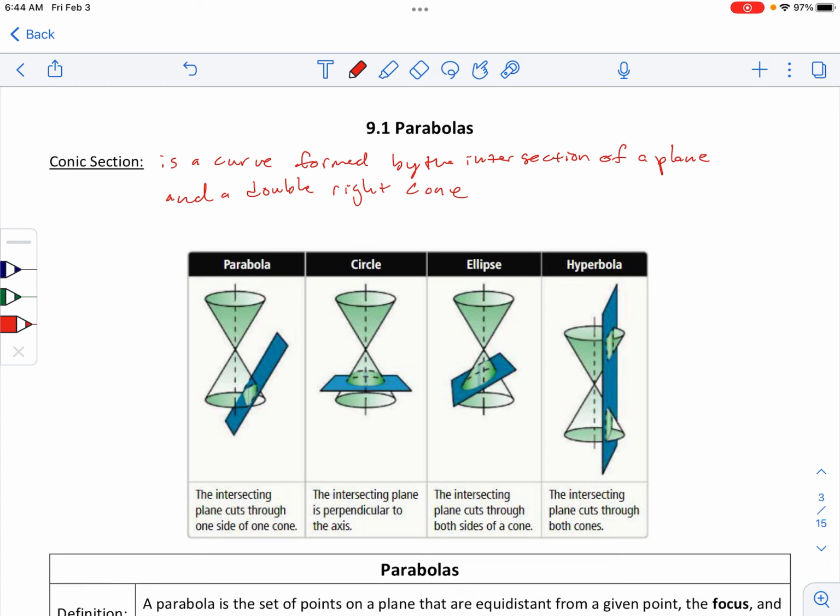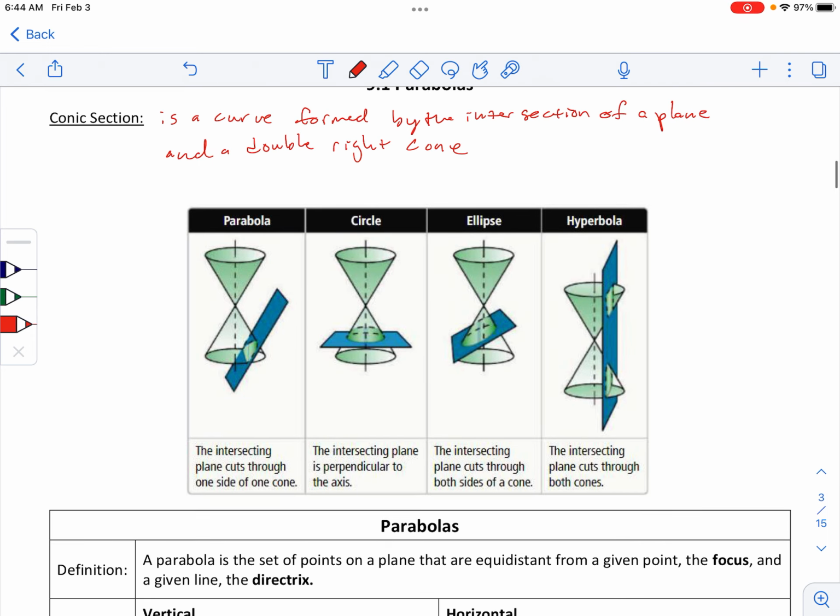We have an ellipse, which is what you get when you cut the cone on an angle. And then we have a hyperbola, which we're going to spend some time talking about later on. But essentially, you end up with two parabolas that mirror each other.